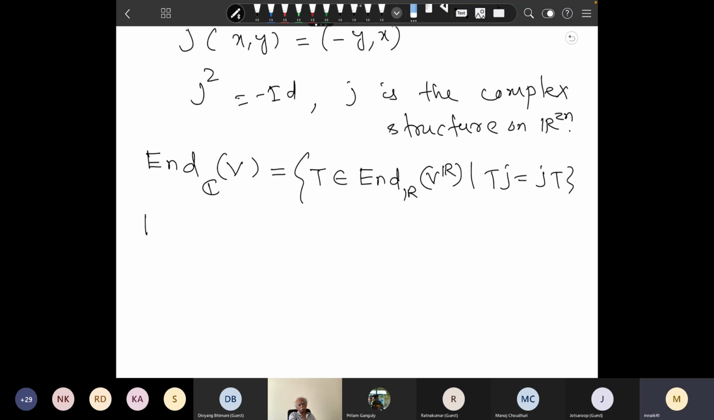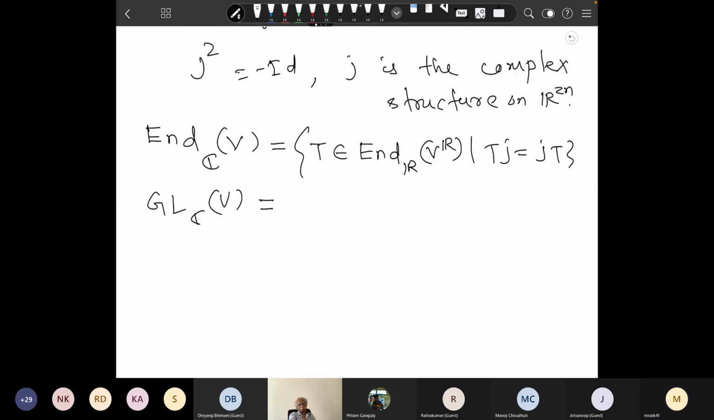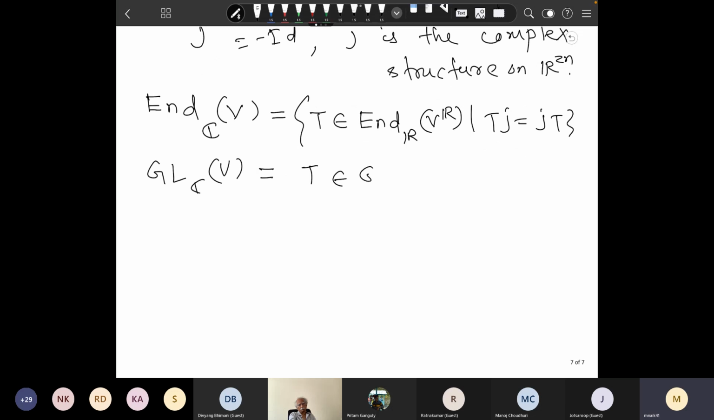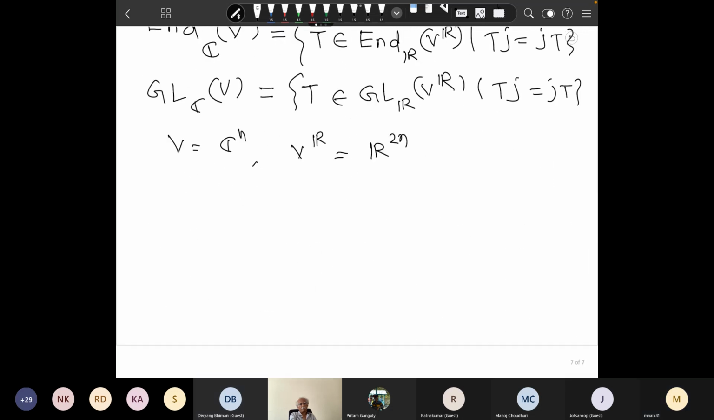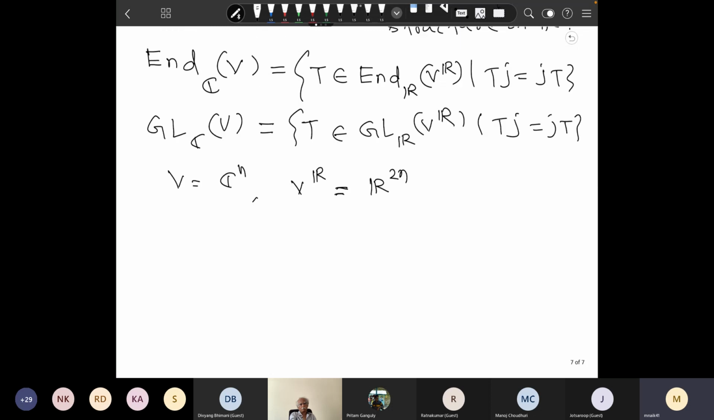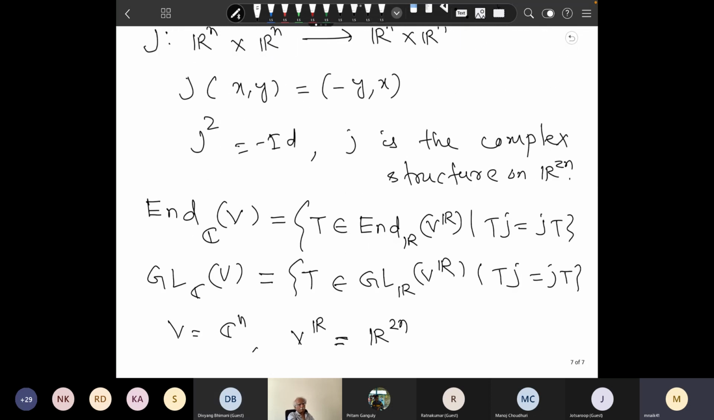Now, I also have GL(n, C) is equal to T belongs to GL(2n, R) such that TJ is equal to JT. We have seen this in the beginning. Now here C^n is equal to C^n, and with this identification, this is actually R^2n. There is some identification going on between C^n and R^2n, and J is the corresponding complex structure.